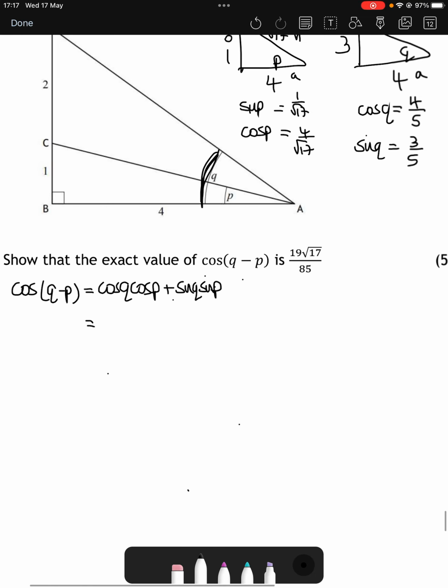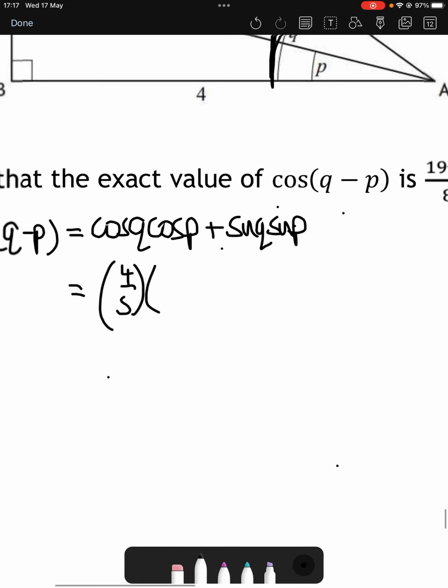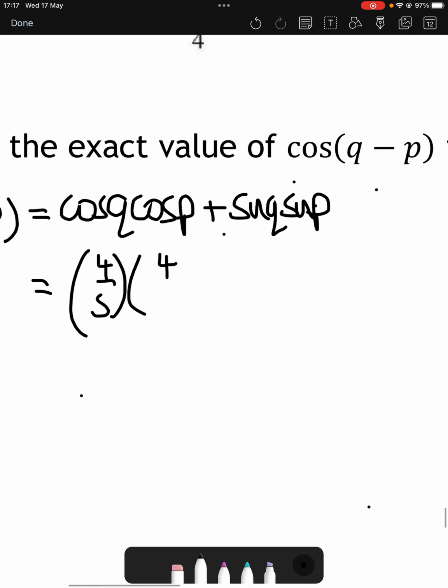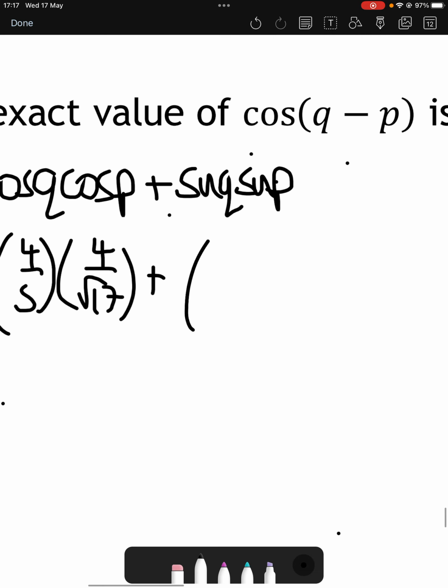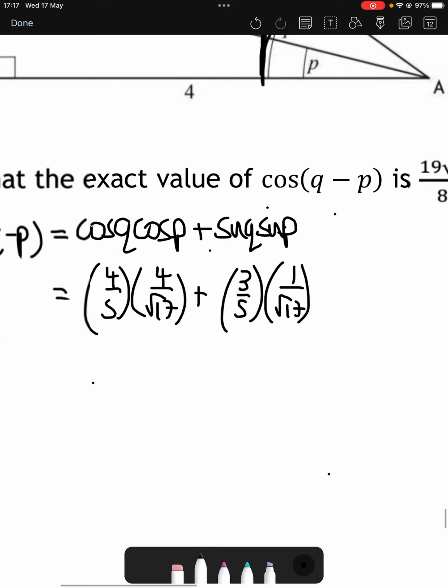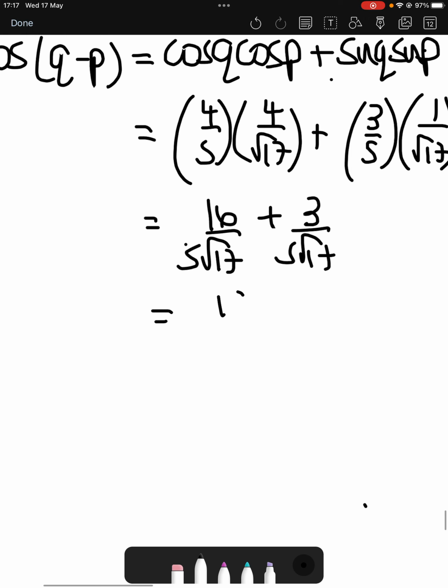Right, so cos Q is 4 over 5. Cos P is 4 over root 17. Sine Q, 3 over 5. And sine P was 1 over root 17. Right, multiply them. Bring them together.